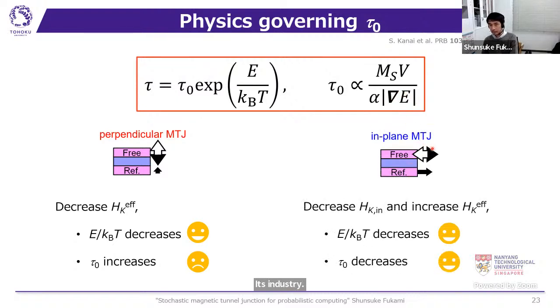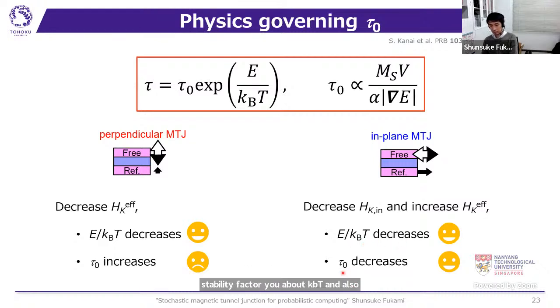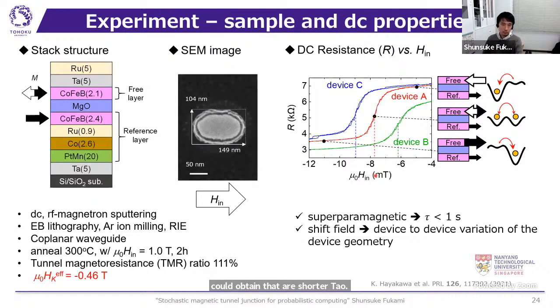And for the in-plane easy axis MTJs, if you decrease the in-plane anisotropy field and increase the perpendicular anisotropy field, you can decrease the thermal stability factor E over KBT, and also you can decrease the tau zero. That's why we could obtain the shorter tau in the in-plane easy axis MTJs. So with this guideline, we fabricated stochastic MTJs using the in-plane easy axis materials.